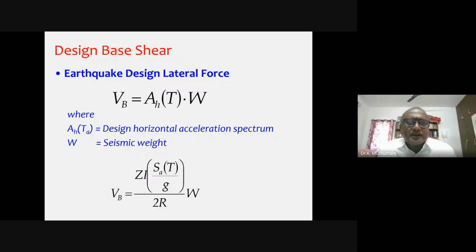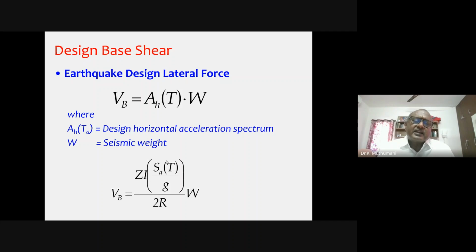AH is some parameter. Let us not go deep, but just for formal sake, let me say it is nothing but Z I SA by G by 2R. Z is a zone factor that is given in the code. Depending upon the zone you get some number. Importance factor: suppose you are building a school or college or some hospital, you give it a little more importance than that. That is the way the importance factor is obtained.